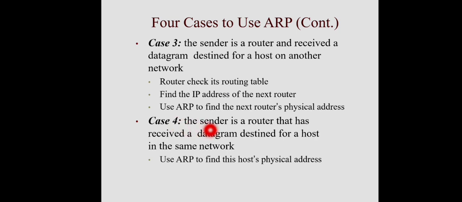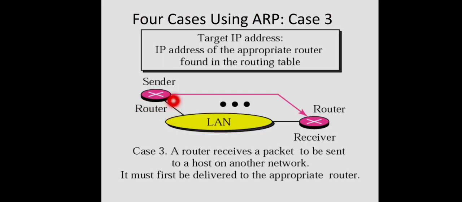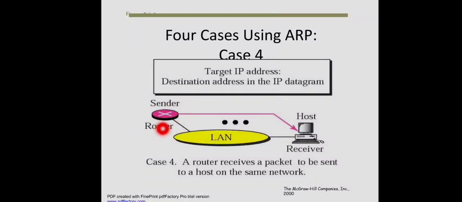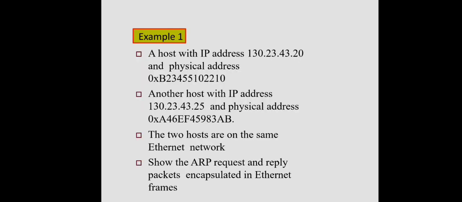And case 4 is the sender is a router that has received a datagram destined for a host in the same network. In that case, definitely we need the host's physical address, right? Then only this router can forward the corresponding data frame. So the sender is a router and the destination is in some other network, and that message should be passed through this router to get to the destination. So we should know the corresponding MAC address of this. And the fourth case, the sender is a router and the destination is in the same network. Then also we have to find the MAC address of this host. So ARP request is broadcast and ARP reply is unicast.